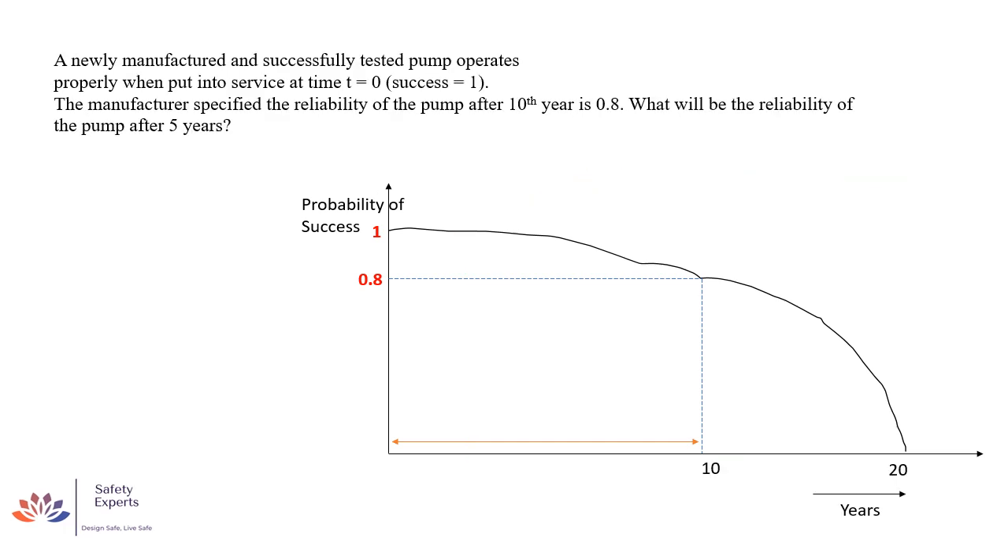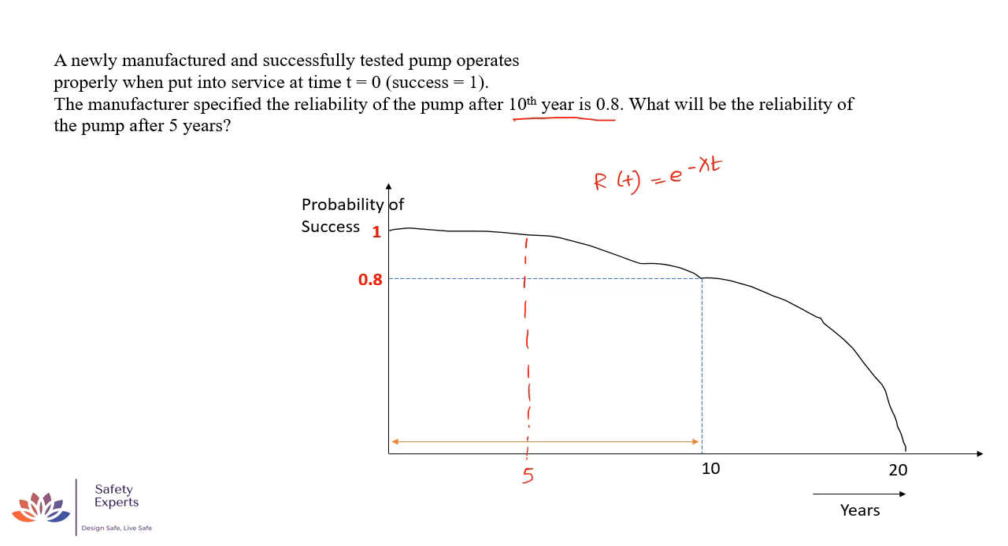Now take a practical example. There is a pump and the manufacturer of the pump has specified the operating time of the machine as 10 years and the reliability of the machine on the 10th year is 0.8. Then what will be the reliability of the machine in the 5th year? So as we know that year 5 is between its operating years, so we can use the equation R(t) is equal to e to the power minus lambda t.